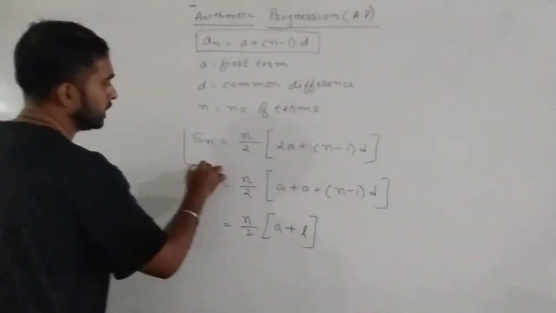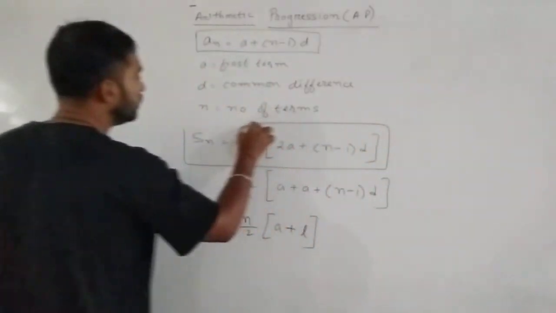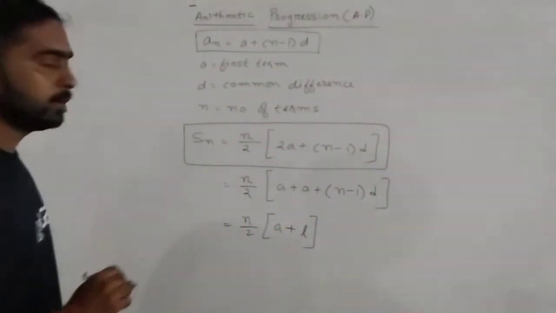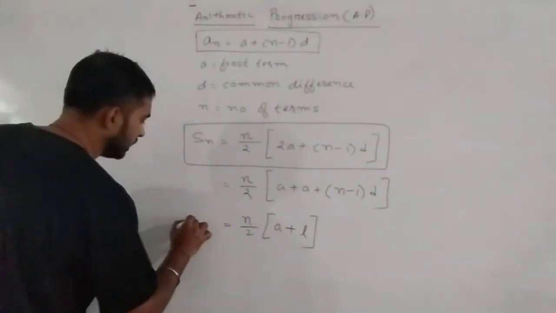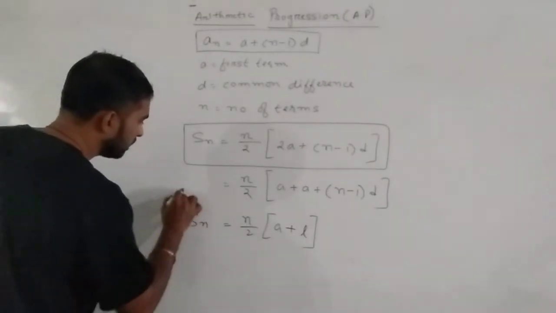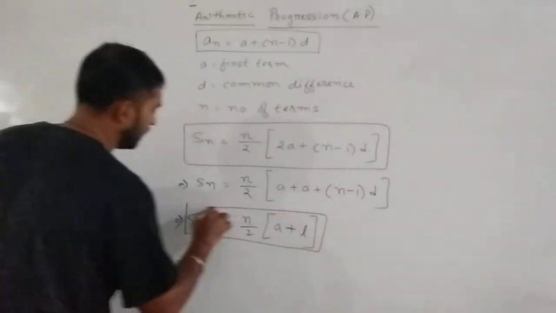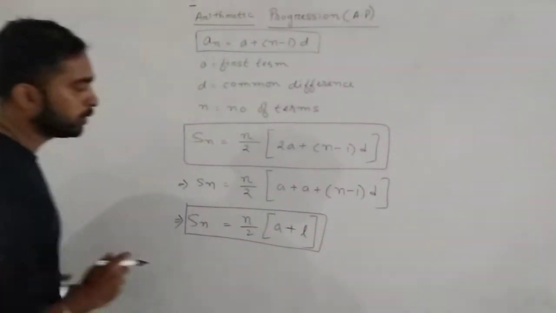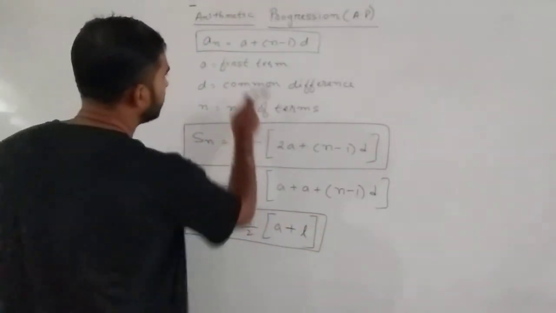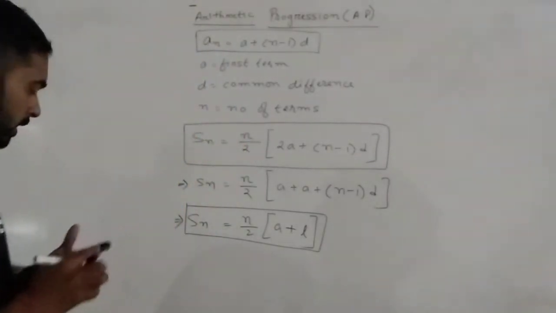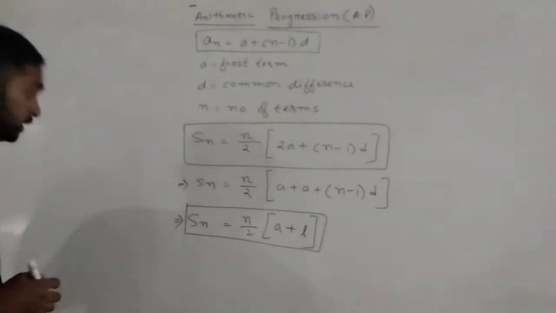The first one is Sn equal to n by 2 twice A plus n minus 1 D, and the second one is Sn equal to n by 2 A plus L, where L equal to last term, that is L equal to A plus n minus 1 D. So these are the formulas.